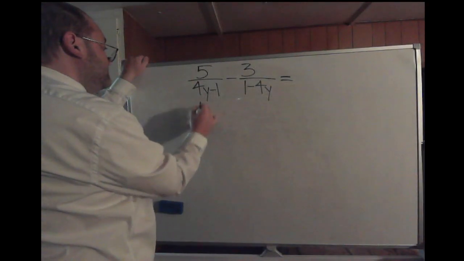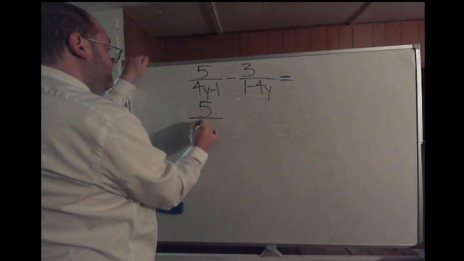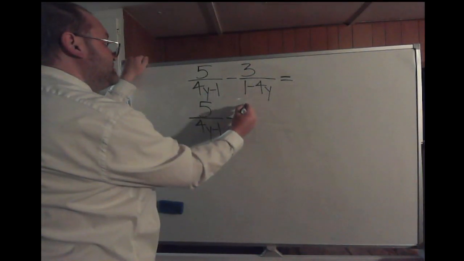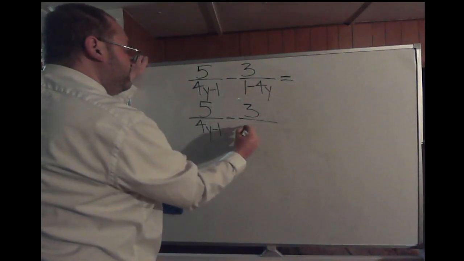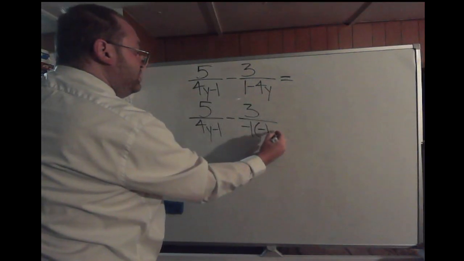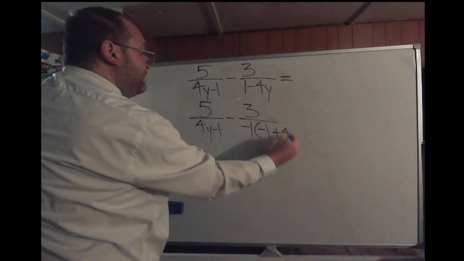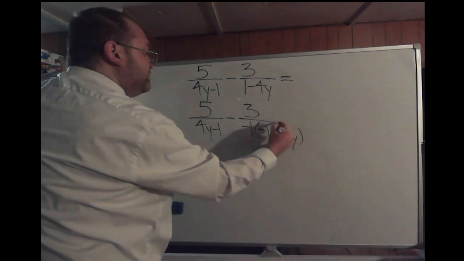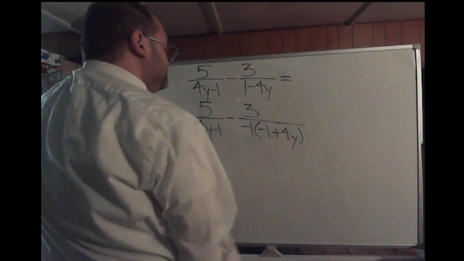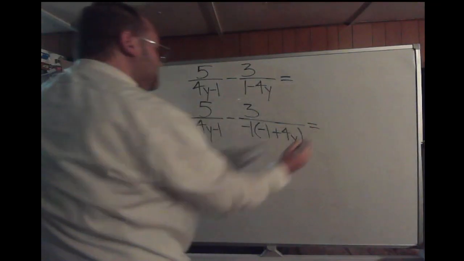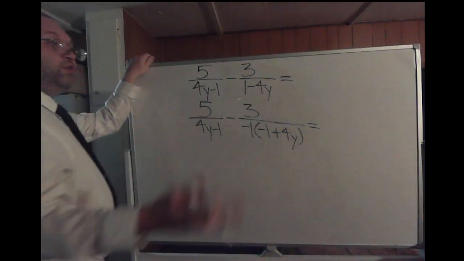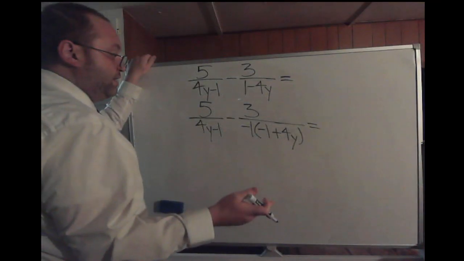So we can factor out a negative 1 from the 1 minus 4y. What you'll have is 5 over 4y minus 1 minus 3 all over, you'll have a negative 1 times negative 1 plus 4y. And if you distribute that negative 1, you end up getting 1 minus 4y. So that works. Now we can move that negative to the numerator instead of the denominator.